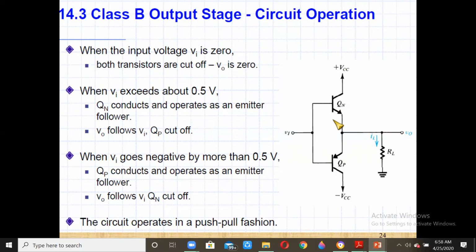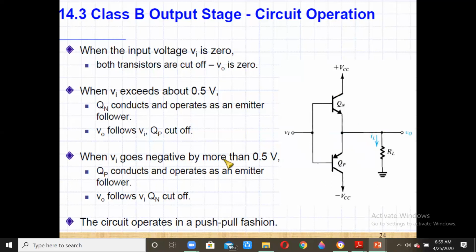The only difference is the value, which is V0 equal to Vi minus 0.5. That is, V0 is equal to Vi minus VBE. If the input value is above 0.5, then QN starts conducting and QP will be off.